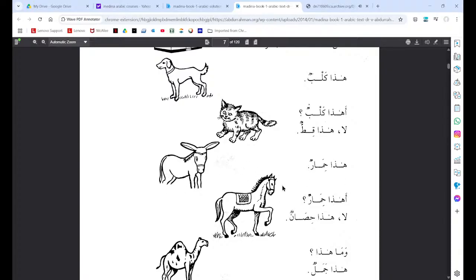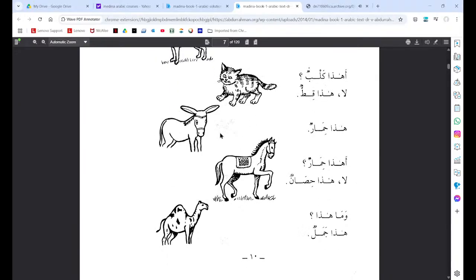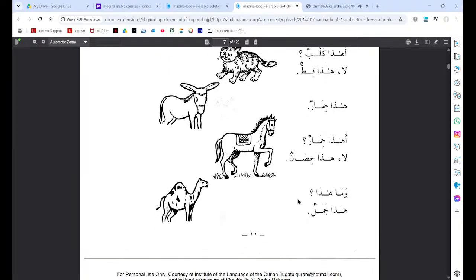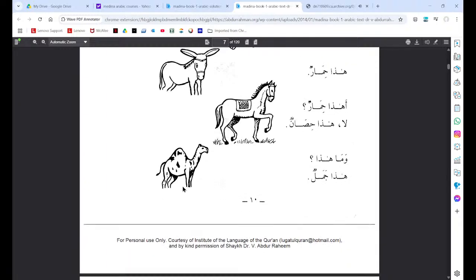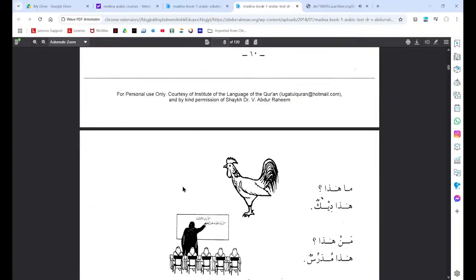هذا حمار. أهذا حمار؟ This is our himar, our donkey here. No. أهذا حمار؟ لا. هذا حصان. No, this is a horse. ما هذا؟ هذا جمل. This is a camel. Beautiful animal. Alhamdulillah. MashaAllah.